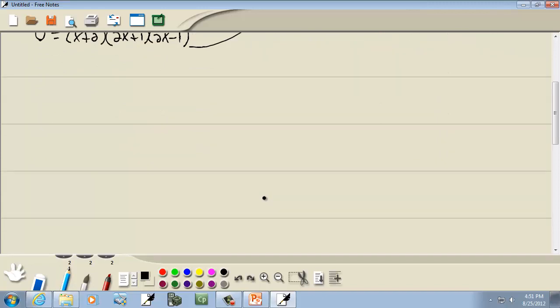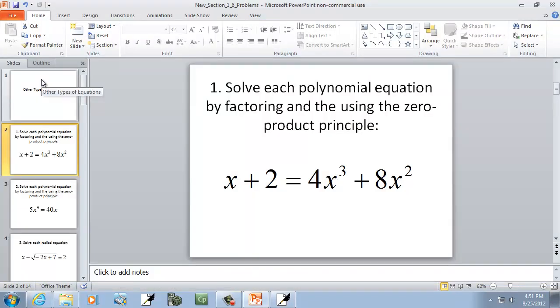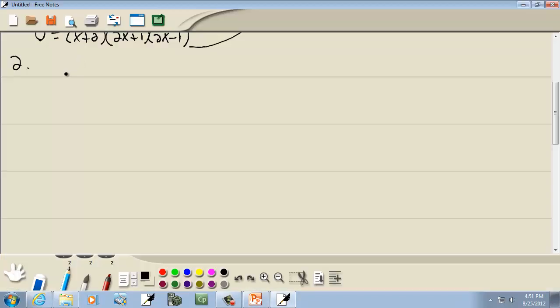Take a look at one more of those. We've got 5x to the fourth equals 40x. Okay, zero factor property. You have to get 0 on one side. And again, we want the x to the largest power to have a positive number before it. So I'm going to take the 40x over to the left side. So we get 5x to the fourth minus 40x equals 0.